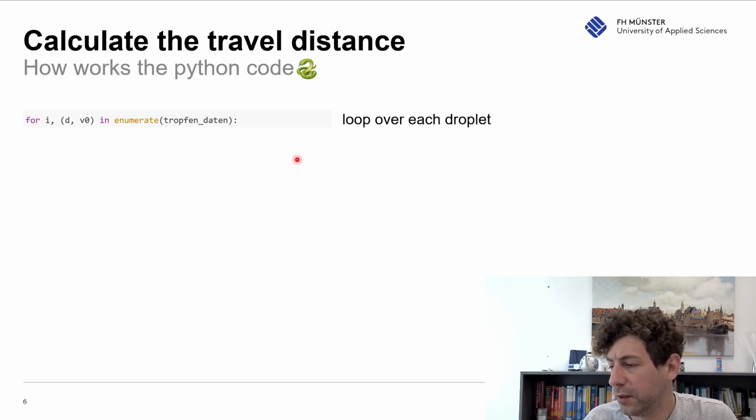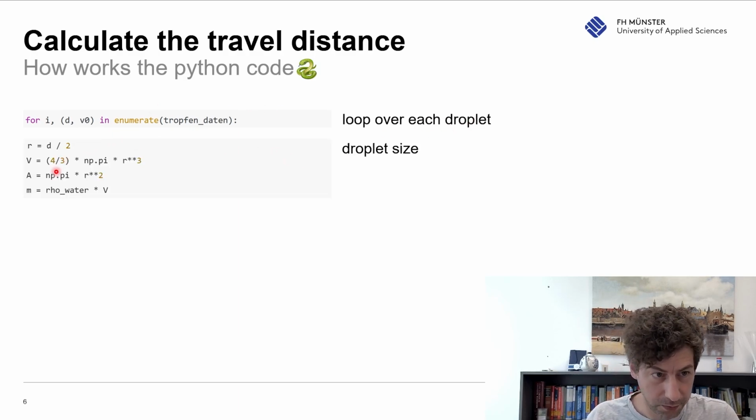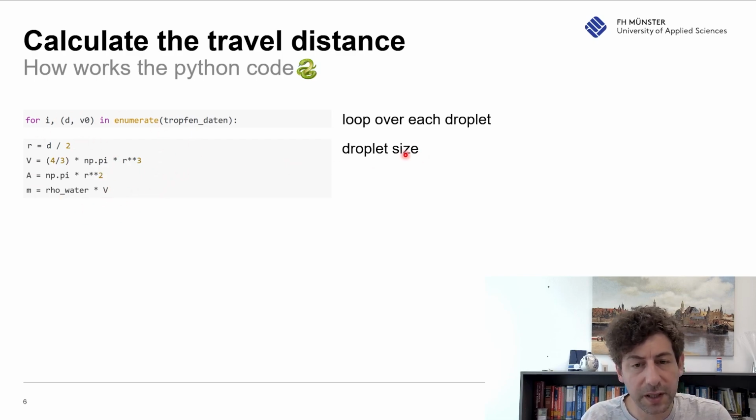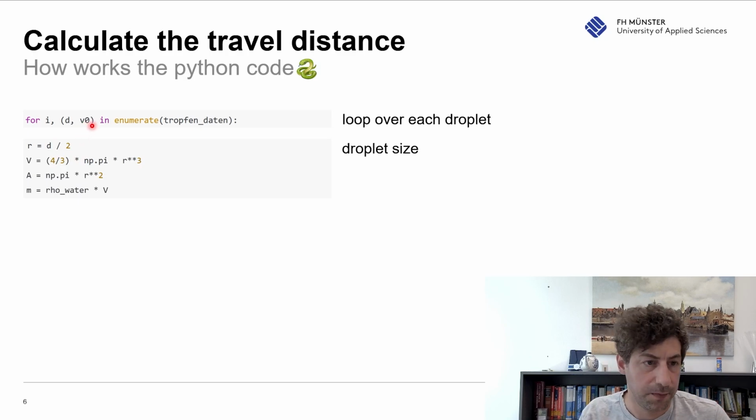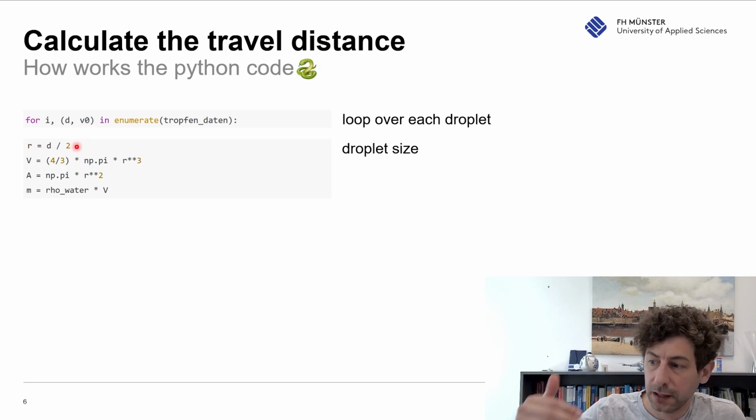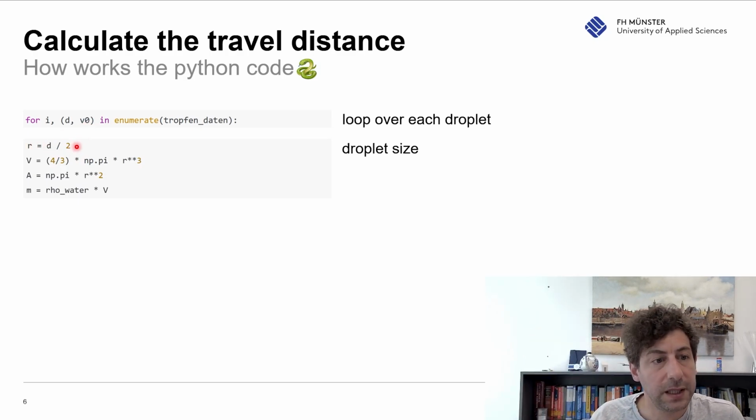And the question is, what is the loop doing? First of all, the loop needs the droplet size. We already have it, but here I need the information of the droplet in my equations. In the code I do it with radius, you could do it with the diameter, it doesn't matter, at the end you just have to be consistent. So the radius is half of the diameter, since the droplet size in the beginning is given as diameter. Here we have the volume of the droplet as a function of the radius, the cross-sectional area of the droplet, and the mass of the droplet.